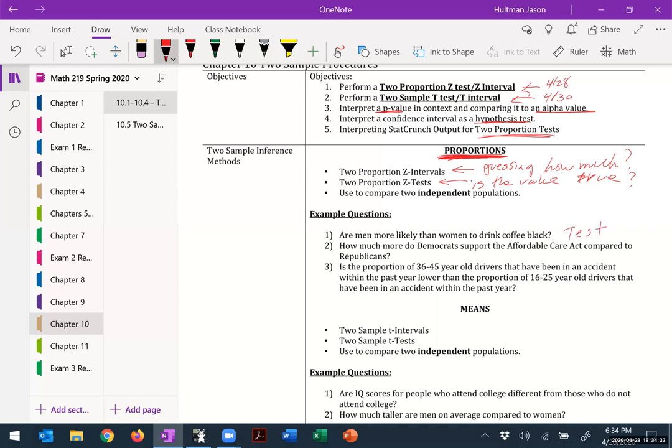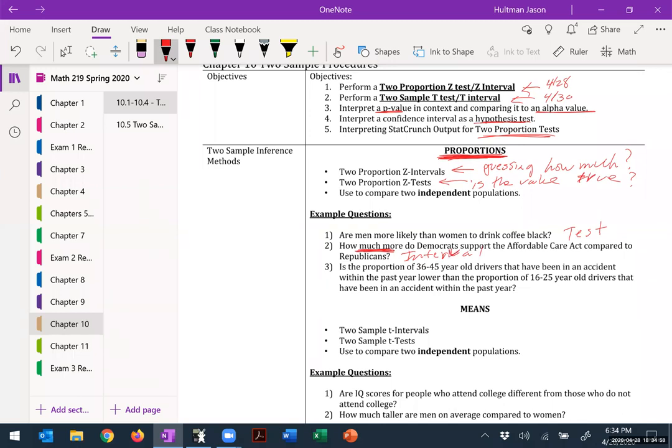What about this one? How much more do Democrats support the Affordable Care Act compared to Republicans? How much more? We're looking for a value, and therefore that is an interval.